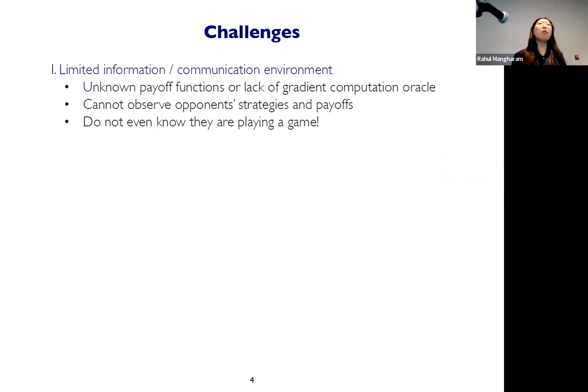The first is that oftentimes there is a limited information and communication environment. This includes, but is not limited to, agents who may not know the payoff function or lack an oracle for computing and extracting the gradient information. They may not be able to observe the opponents' strategies and payoffs. And in many application scenarios, agents do not even know that they are playing a game, because the opponents are so many and the situation is so complex that they're not able to process that information.